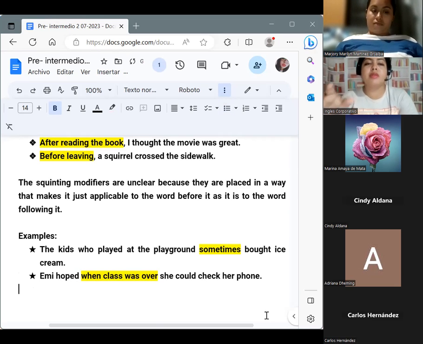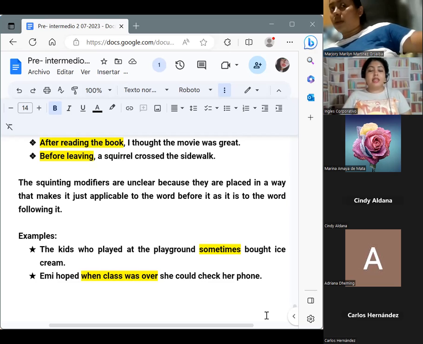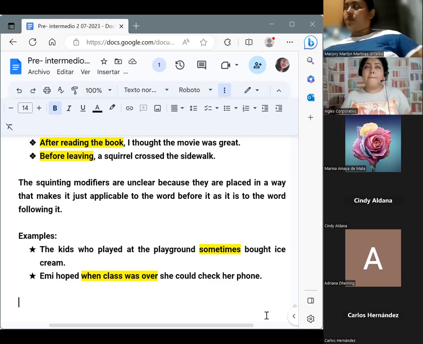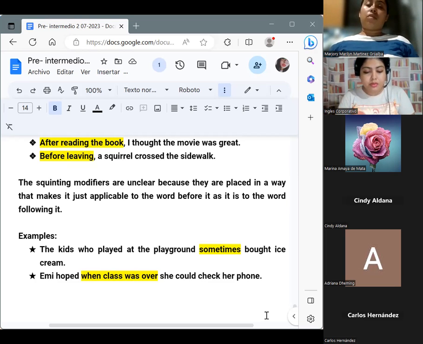Ahora, ¿cómo haríamos nosotros o cómo deberían de quedar estas oraciones? Because in this moment, we are thinking, what is the mistake or how do we need to change something? Because it just makes sense. But the thing is that they are making a confusion here. So we are going to change the sentences and make them more clear. We are going to have two different forms. Vamos a hacer dos diferentes maneras en las que podemos aplicar este modificador.